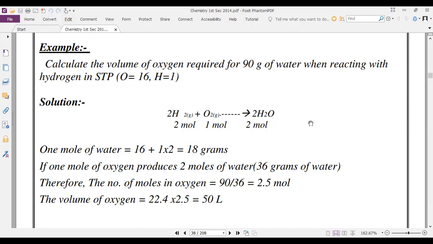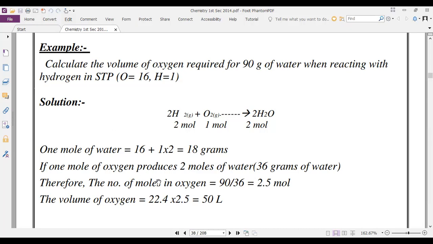So I calculate the volume of oxygen gas needed for 90 gram of water. First, 1 mole of water, H2O, equals what? H2 is 2 times 1, two because we have 2 hydrogen atoms, times one because it's the atomic mass of hydrogen, plus 16, the atomic mass of the oxygen atom. So it equals 18 grams.